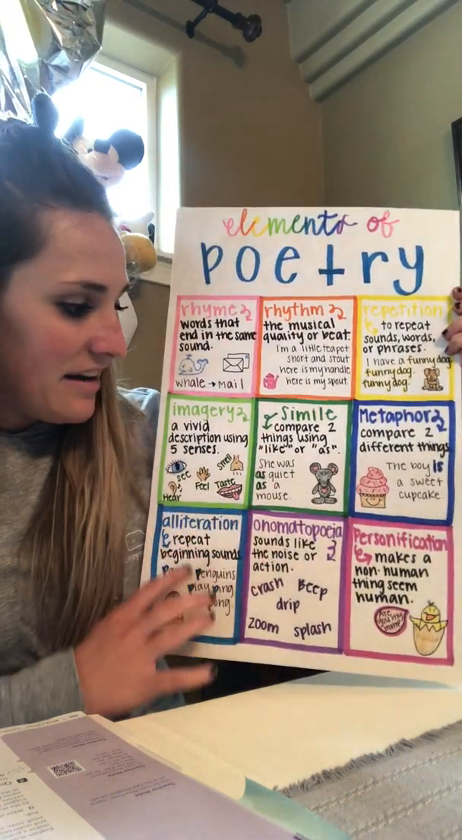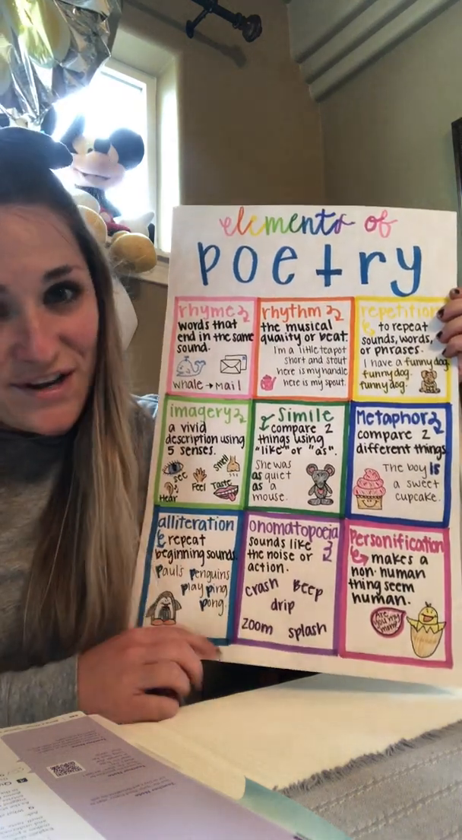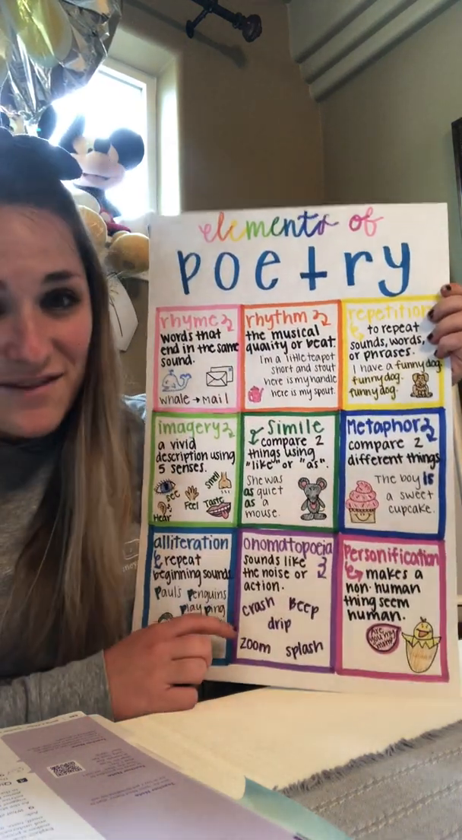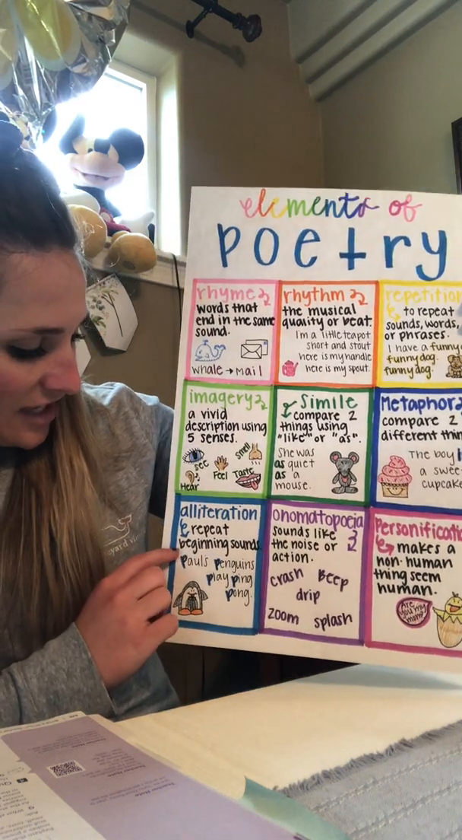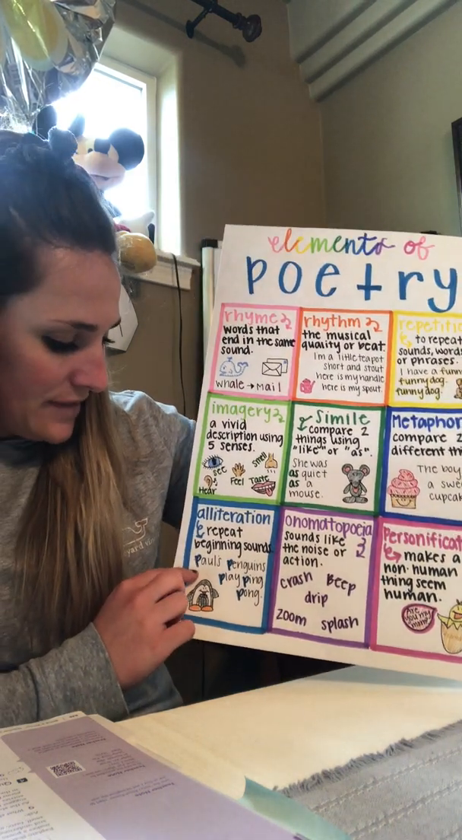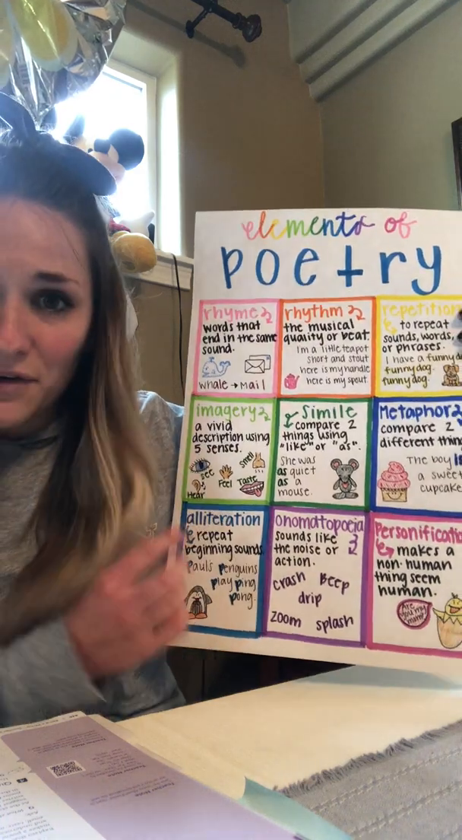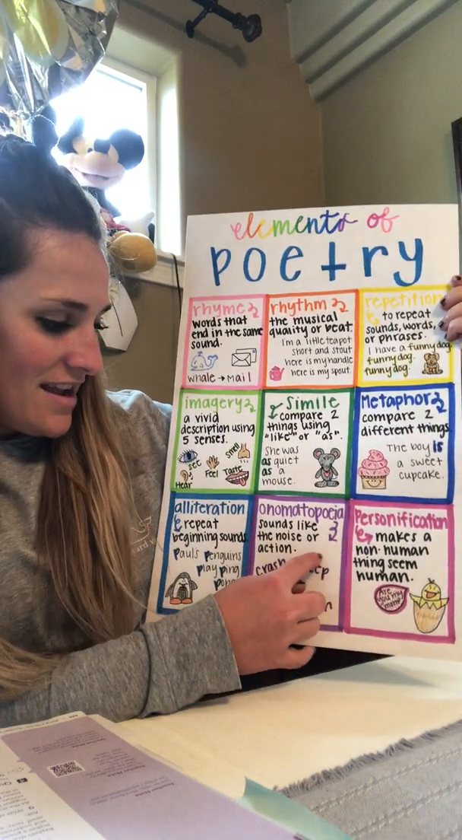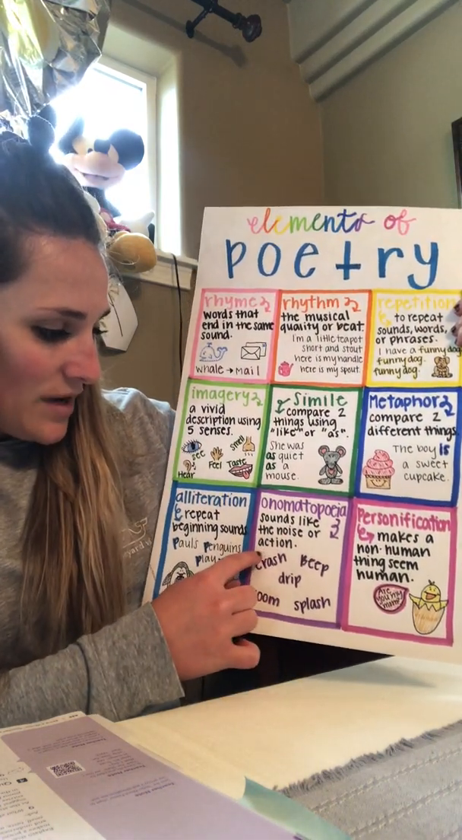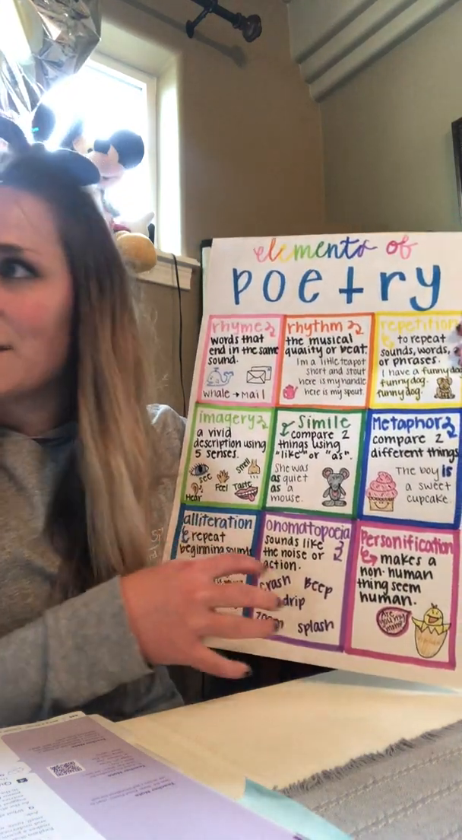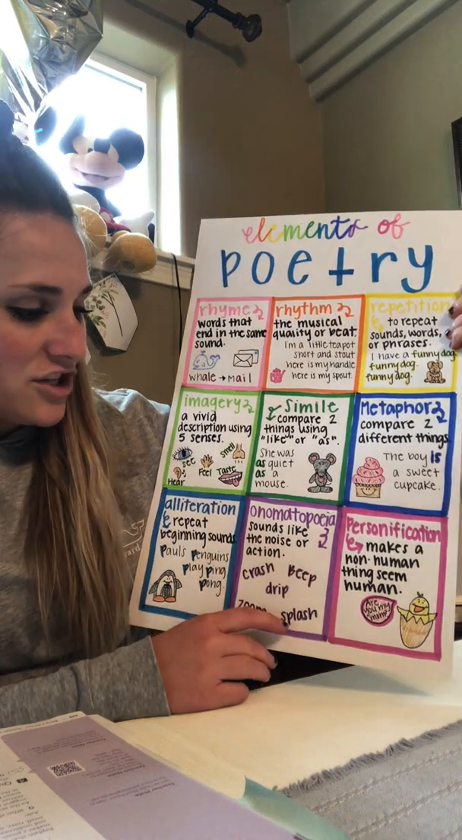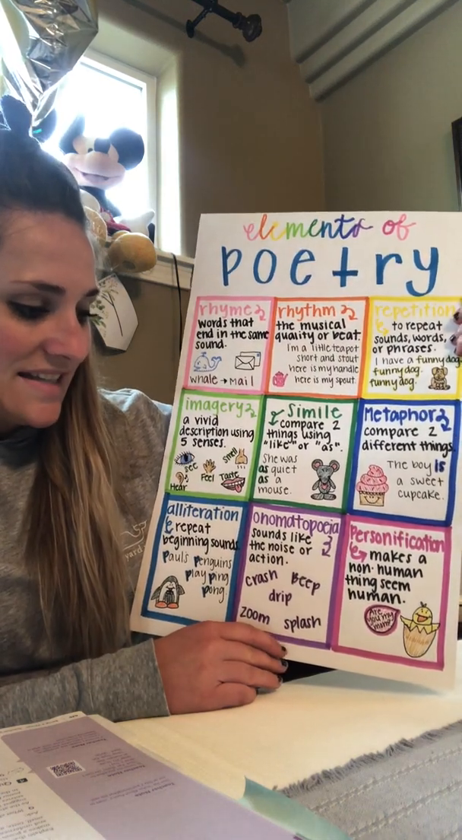A simile, comparing two things using like or as, which we should know by now. Same with metaphor, comparing two different things. Alliteration is repeating the beginning sound, so Paul's penguins play ping pong, repeating that beginning sound. Onomatopoeia sounds like the noise or action it's making, so crash, beep, those kinds of sounds. And personification makes a non-human thing seem real.